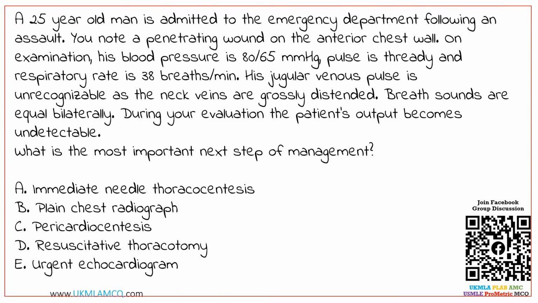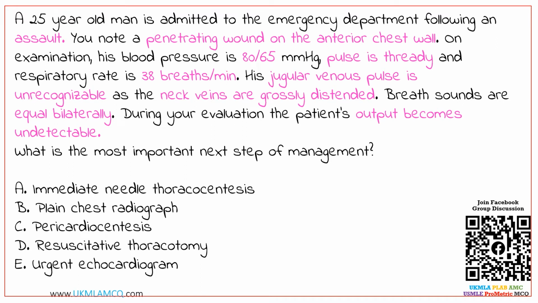Now we will try to identify the main keywords in our MCQ. Here I have highlighted our main keywords. He is a 25-year-old man. He was admitted following an assault. So there's a penetrating wound on the anterior chest wall. Blood pressure is 80/65, which is hypotensive. Pulse is thready. Respiratory rate is 38, which is quite increased.